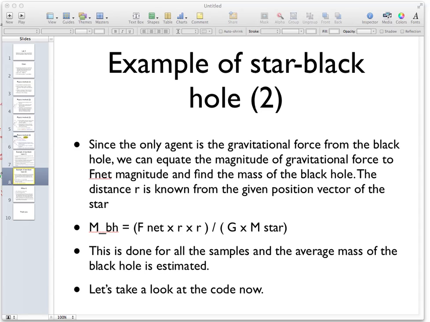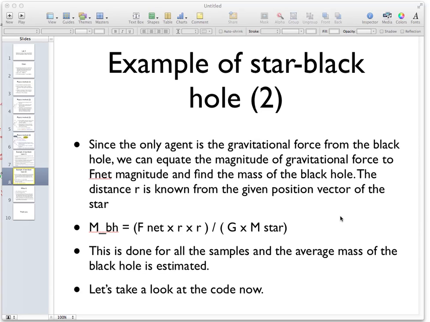Since the only agent is the gravitational force which acts on the black hole, you can equate the magnitude of the gravitational force to the F-net magnitude and find the mass of the black hole. The distance r is known because we know the position vector of the star, through which it is possible to find the r vector. So this is the gravitational equation.